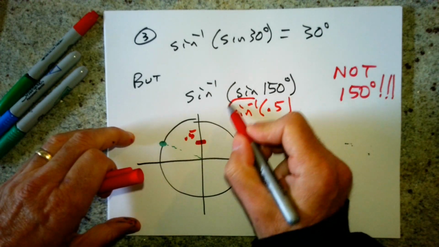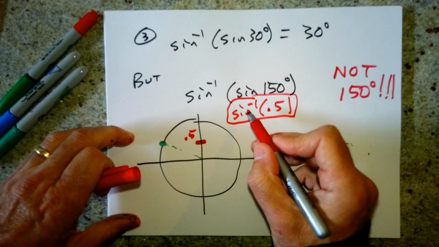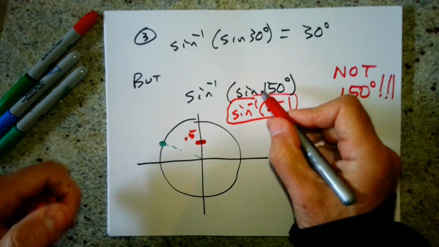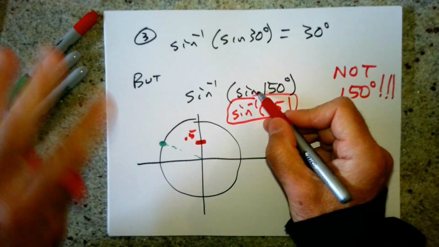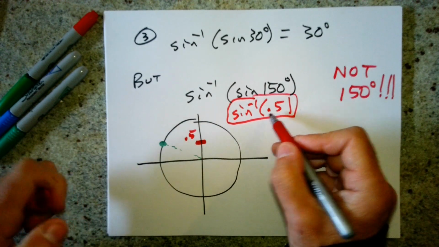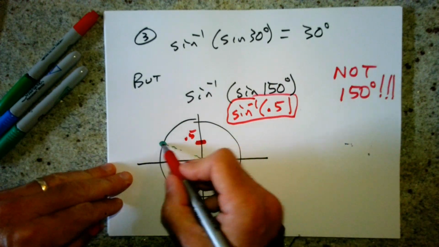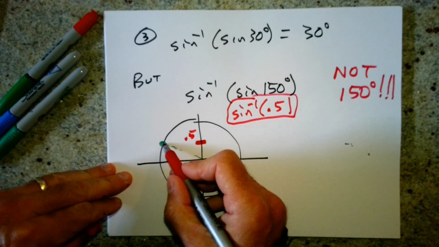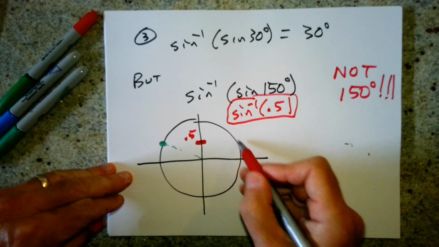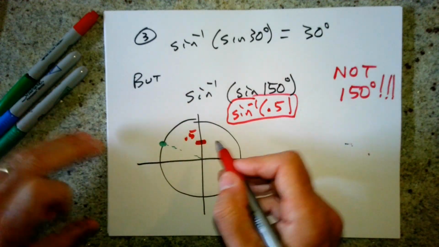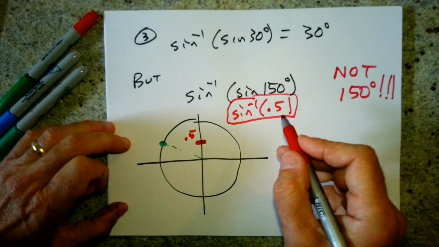Now at this point, this is all the inverse sine knows. It's doing the inverse sine of 0.5. It doesn't know where that came from. It doesn't know it came from originally 150 degrees. All it says is, I am the angle whose sine is 0.5. Well, there's infinitely many angles. There's 30, there's 150, there's 390, there's negative 330. It's just infinitely many. And remember, we artificially restrict the range.